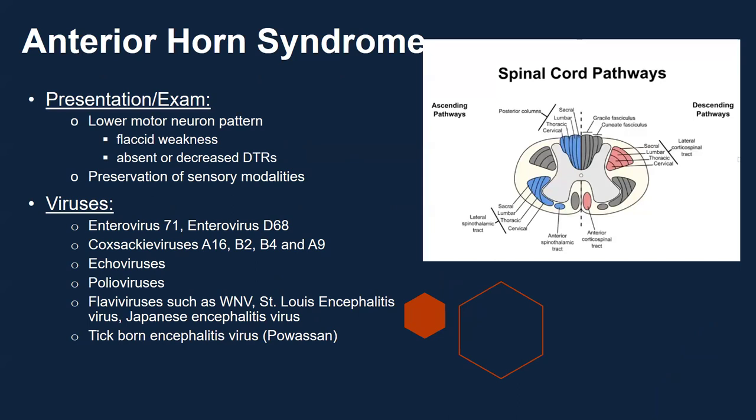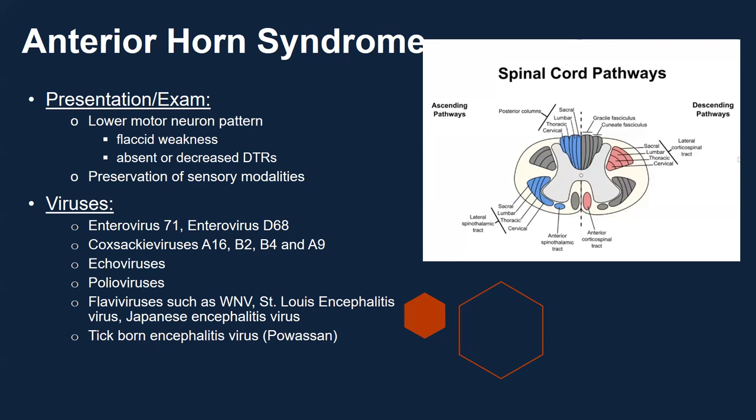So now we'll kind of go through each spinal cord syndrome with the associated infections to develop a broad differential. And we'll start with anterior horn syndrome. So anterior horn syndrome presents typically with a lower motor neuron pattern of flaccid weakness with absent or decreased deep tendon reflexes. It is important to note that on exam, these patients will have preservation of sensory modalities because it is usually just the anterior horn motor neurons that are primarily affected.